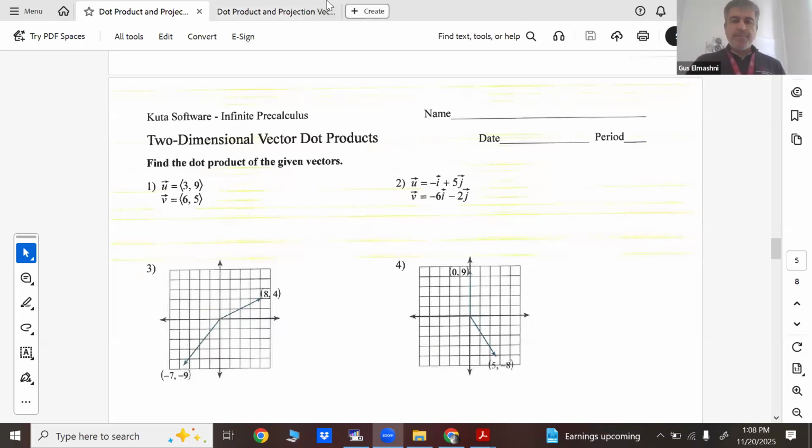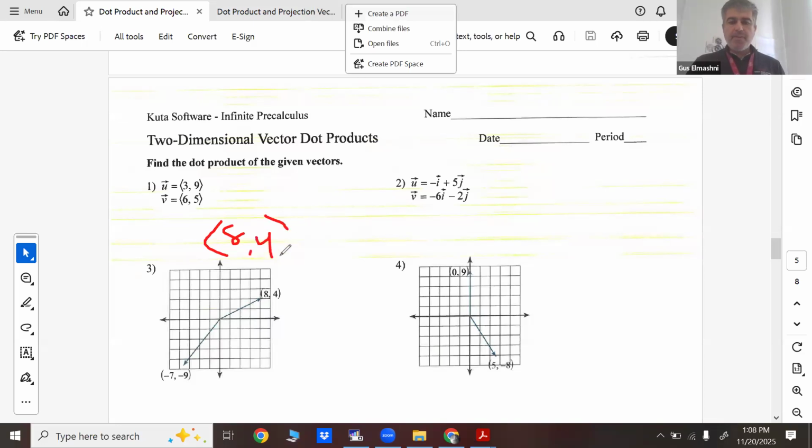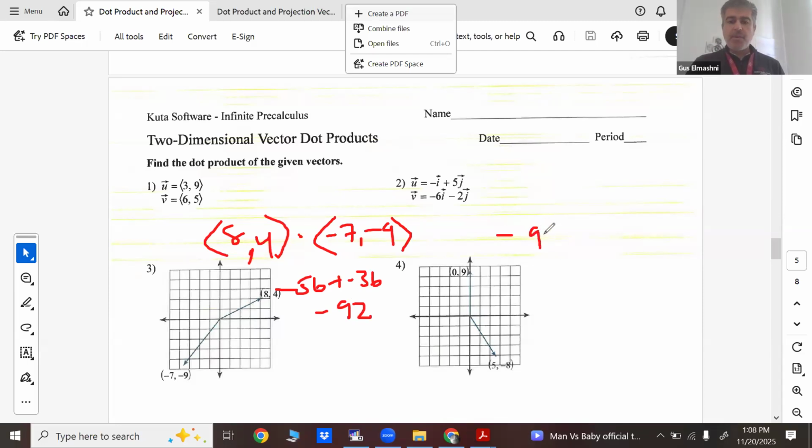So for example, for number 3, should be very straightforward. Okay, well, I know vector 8, 4, dot product with vector -7, -9. So that'll be -56 plus -36, which of course is -92. After that, it's going to be a really wide angle, obviously, right? So -92 equals the magnitudes of each. What are the magnitudes going to be?